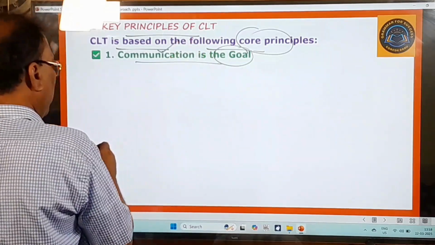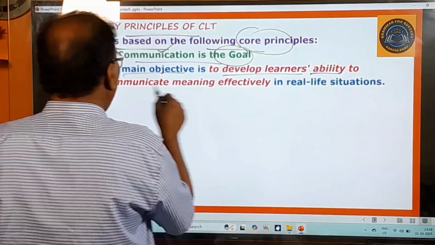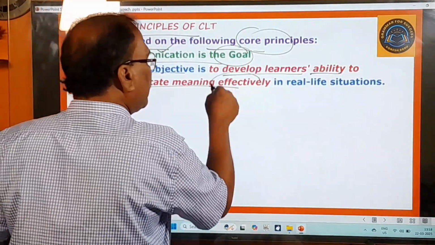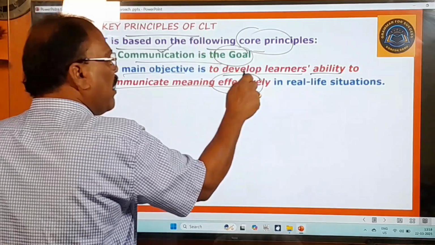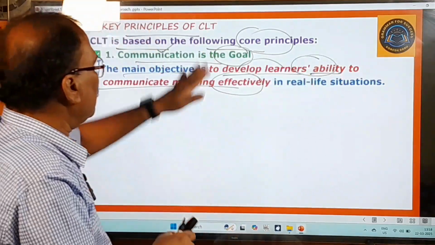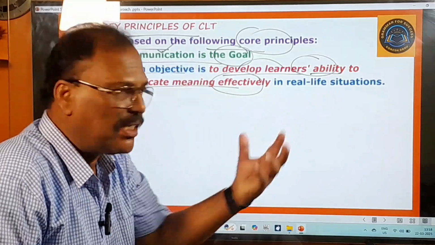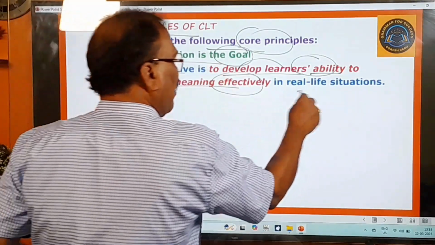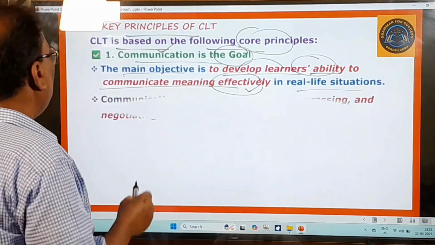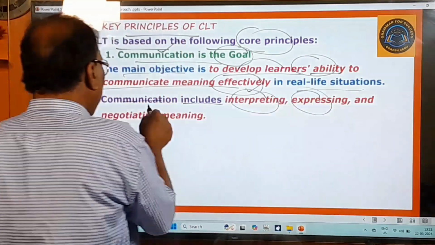Right. Here you pay attention. The main objective is to develop learners' ability to communicate meaning effectively. So here the main objective of this CLT is to develop learners' ability. This CLT aims at developing the ability of the students to communicate effectively, meaningfully in real life situations. That's clear. Another point here is communication includes interpreting, expressing, and negotiating meaning.